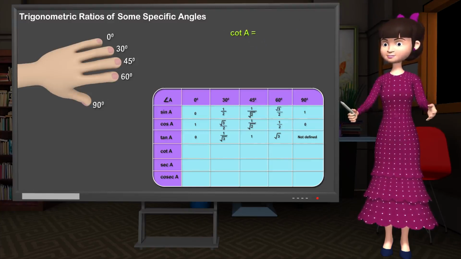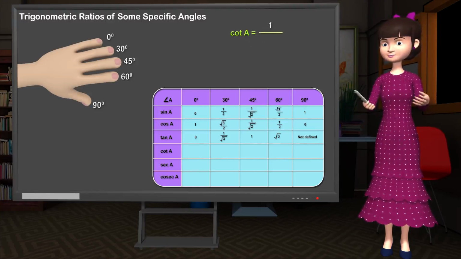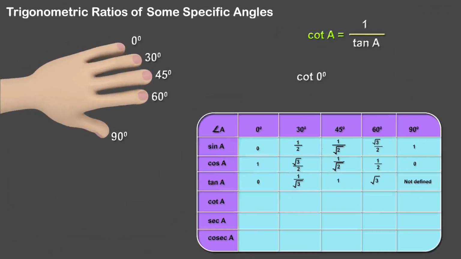Now the cot values are found by taking the inverse of tan values. So cot 0 is 1 by tan 0, which is undefined. Cot 30 is 1 by tan 30, which is root 3. Cot 45 is 1 by tan 45, which is 1. Cot 60 is 1 by tan 60, which is 1 by root 3. Cot 90 is 1 by tan 90, which is 0.